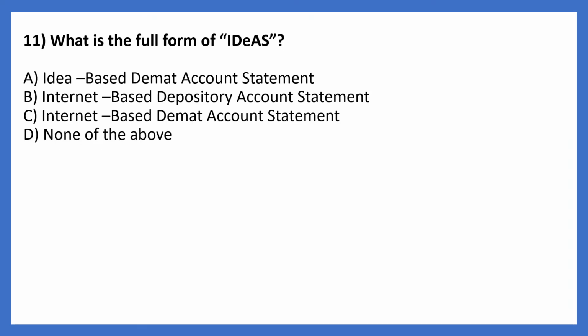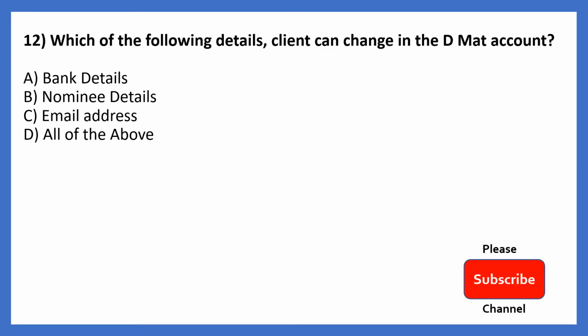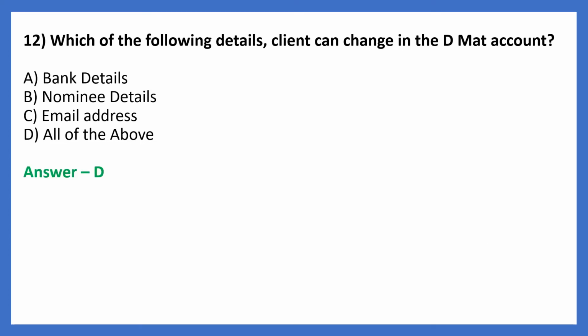What is the full form of IDeAS? Option A, idea-based Demat account statement. Option B, internet-based depository account statement. Option C, internet-based Demat account statement. Option D, none of the above. The correct answer is option C, internet-based Demat account statement. Which of the following details can a client change in the Demat account? Option A, bank details. Option B, nominee details. Option C, email address. And option D, all of the above. The correct answer is option D, all of the above.